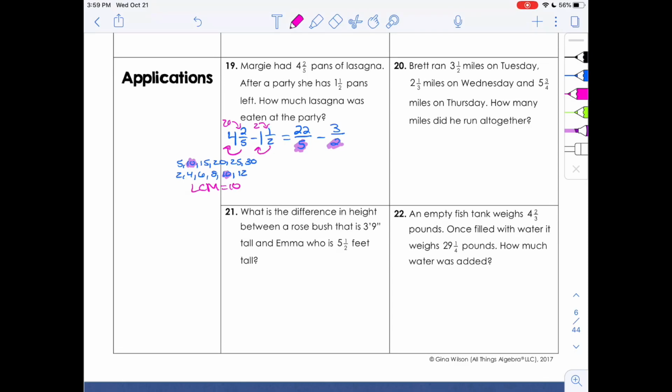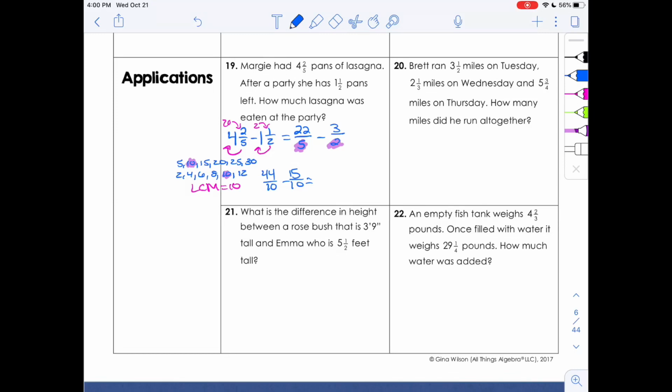So I'm going to go ahead and set up my problem where I have a denominator of 10. And then I'm going to determine my new numerator. Looking at my first fraction, 22/5, 5 will go into 10 2 times, and 2 times 22 is 44. My second fraction, 3 halves, 2 will go into 10 5 times, and 5 times 3 is 15. Remember, if you are changing the value of your denominator, the value of your numerator also has to change.